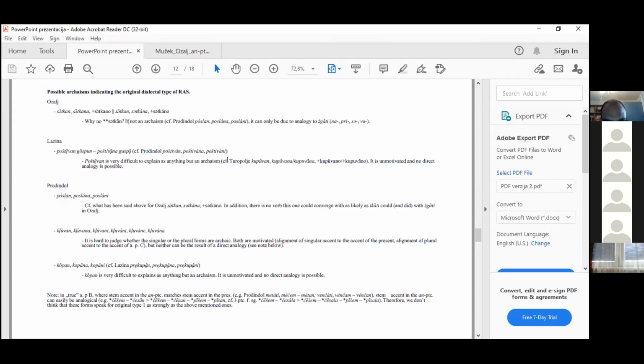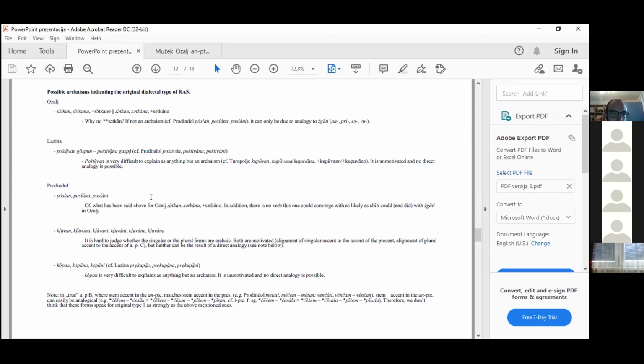And we see a parallel in other Kajkavian dialects, for example, in Turopolje, where this is the verb to buy, where the original accent on the stem, kupuvan, kupuvana, and kupuvano, was through secondary mobility modified. So it can also be kupuvan, kupuvana, kupuvano. And this is exactly what we seem to find in Lazina. So this is quite a plausible archaism, indicating that phonetically, in Lazina, we should expect accent on the stem according to type 1.